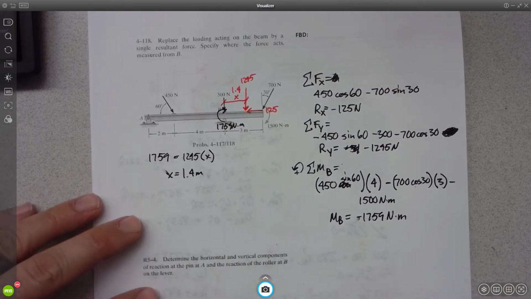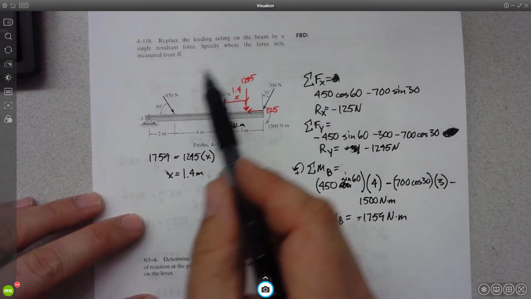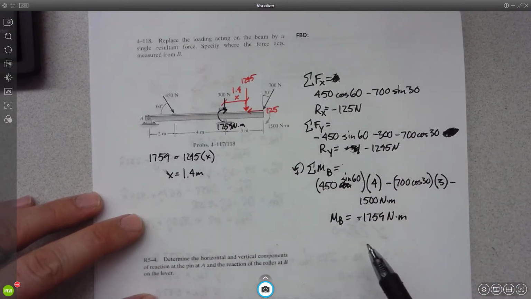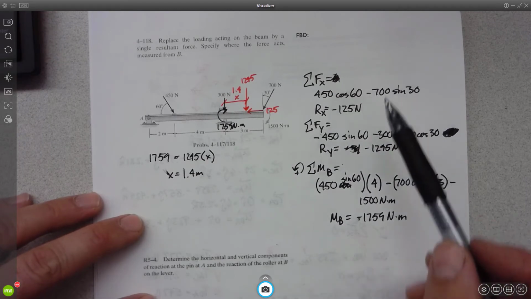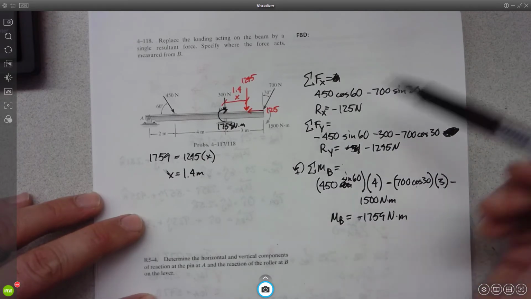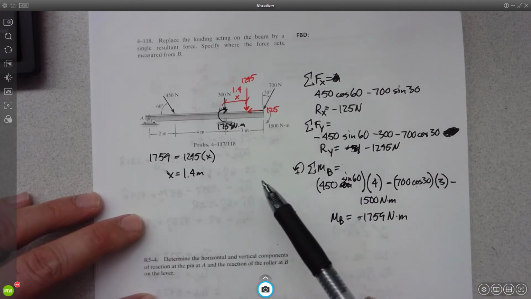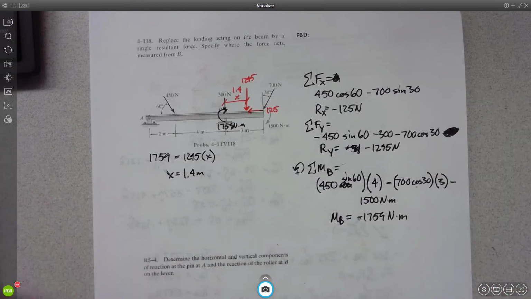Okay. So any questions on this process? It's hard for us not to set things equal to 0 because we're so used to doing that. But all we were doing here is really a fancy find the resultant force, add the vectors, and give me the answer.